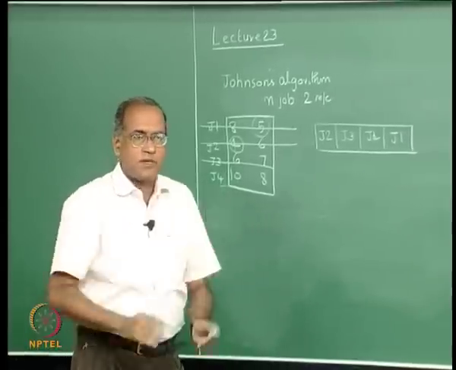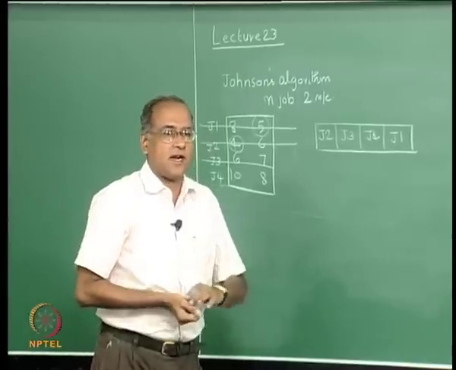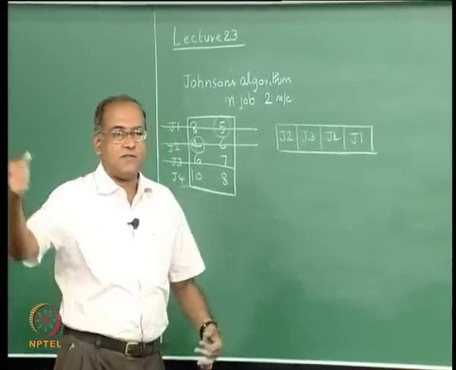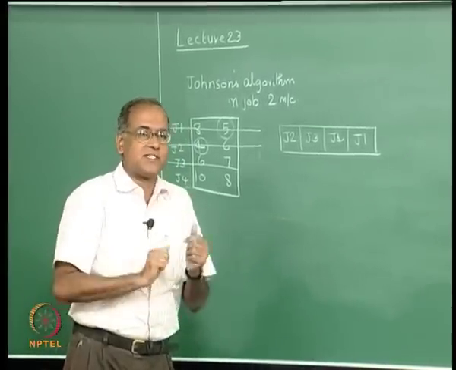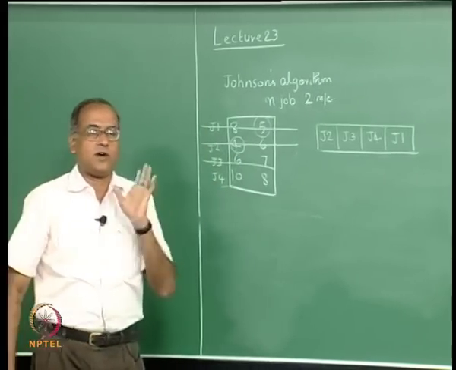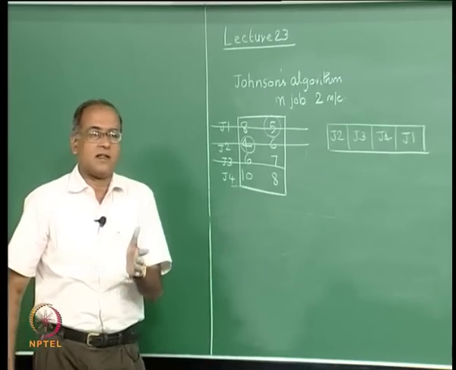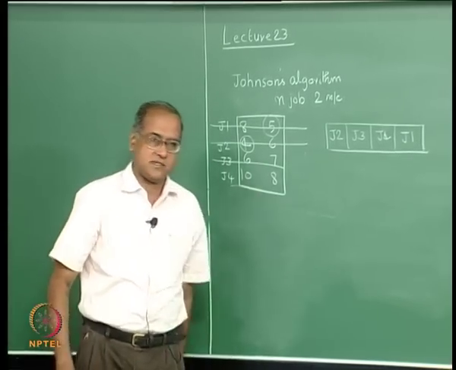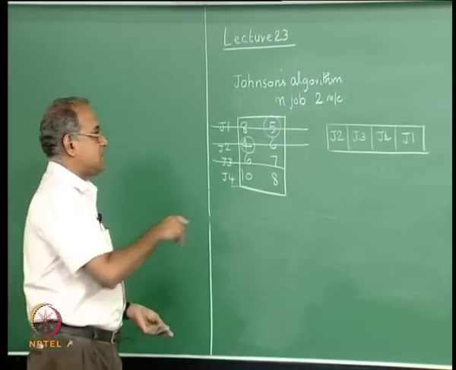If there are only 2 machines, it is now possible to write it either from the left or from the right. If there are 3 machines and for some reason it happens in the middle, then we do not know what to do. Johnson's algorithm is meant only for 2 machines. So let us look at the Johnson solution.